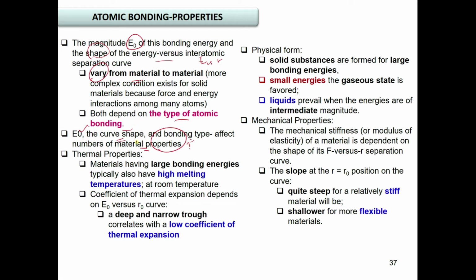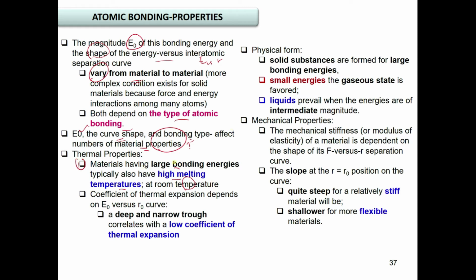Even by observing the behavior of atom interaction due to the formation of bonding from the previous energy versus interatomic distance graph, we can postulate the thermal properties, physical properties, as well as the mechanical properties. Materials having large bonding energy typically have a high melting temperature, because it is hard to form the bond between two atoms and it needs more energy. When you want to break the bond between these two atoms, you also need more energy to separate them.